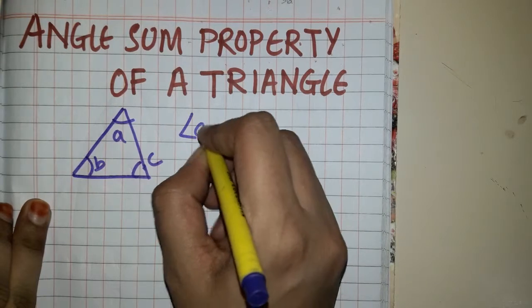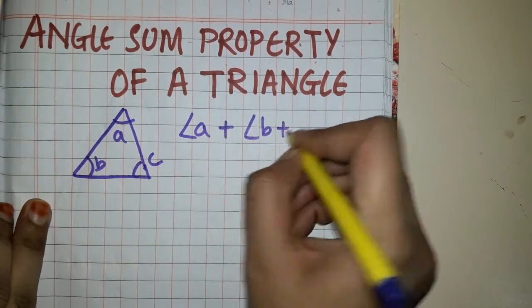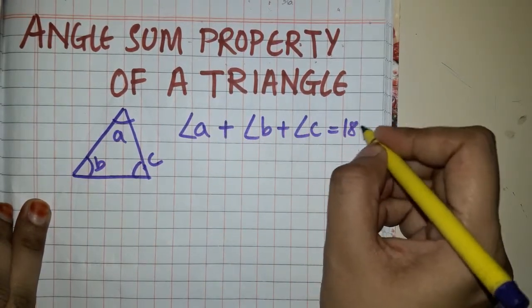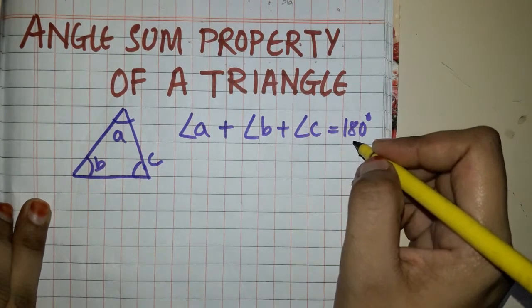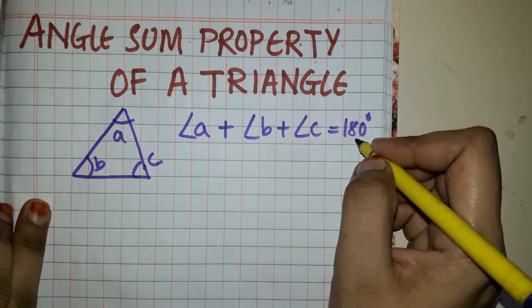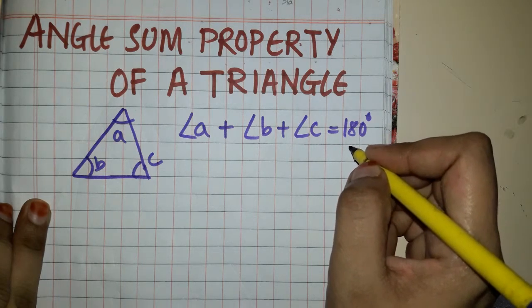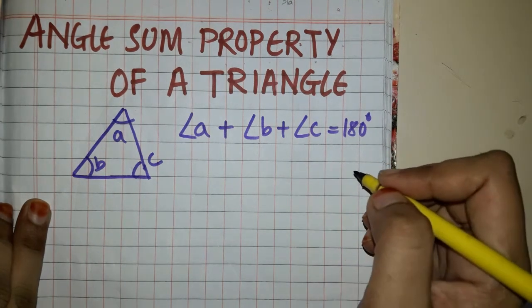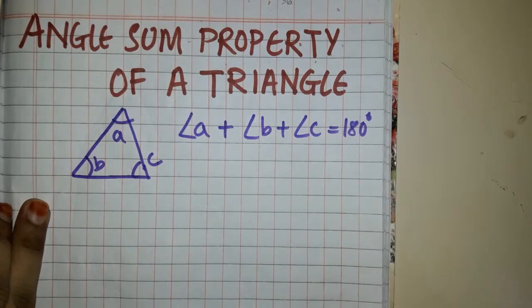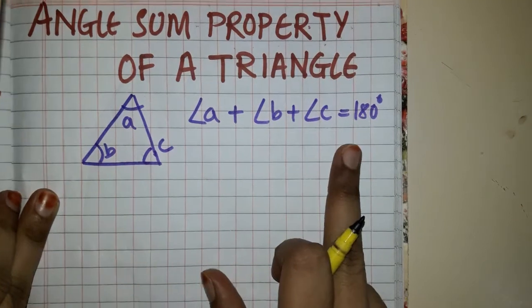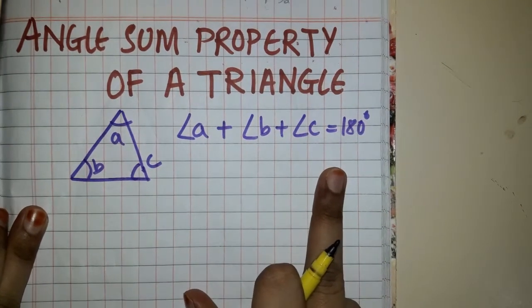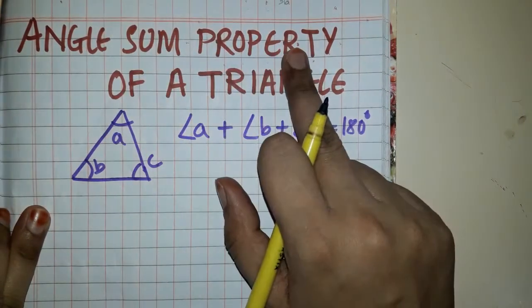Remember, all three angles on addition will always give you how much? 180 degrees. If the answer is not coming equal to 180, then it means what? That the triangle construction with those angles is impossible. Is that clear? Remember, all three angles will always make a sum of 180 degrees. This is known as the angle sum property.